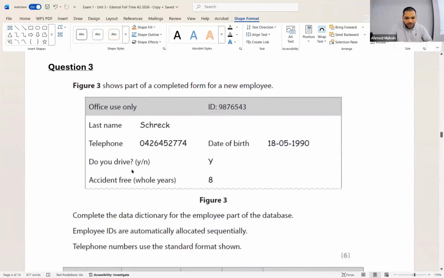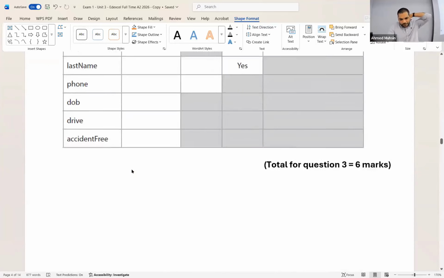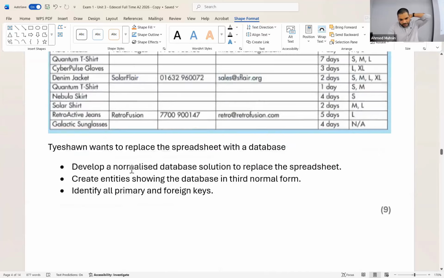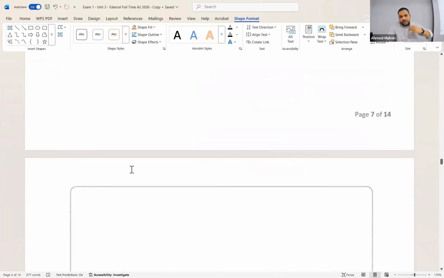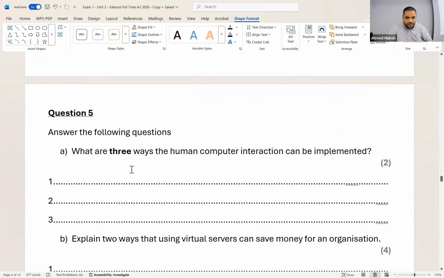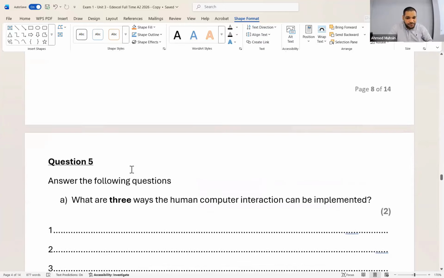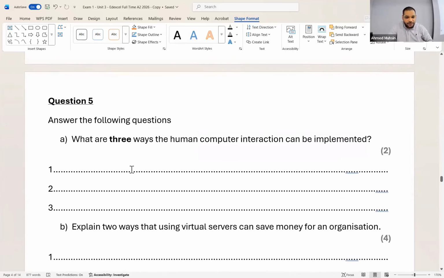Can everyone come down over here? This also I'm going to skip for now. This also I'll skip for now. Maybe after the break we'll look at it. Can everyone come down to question 5 then? Question 5 for now.